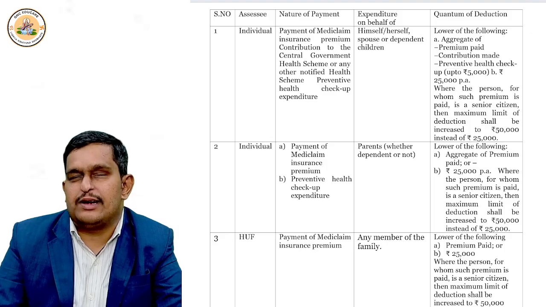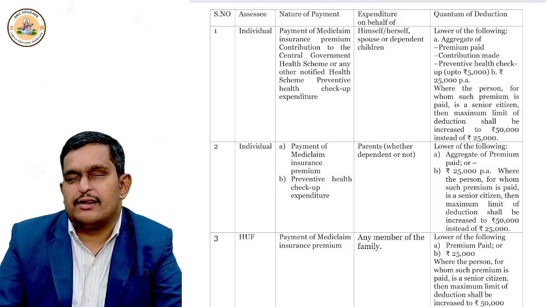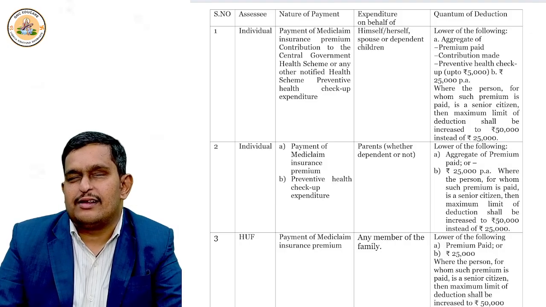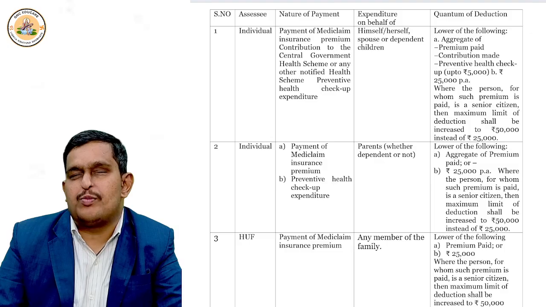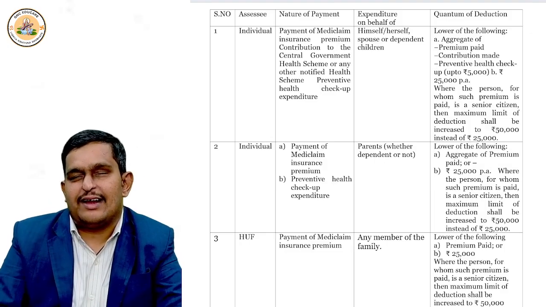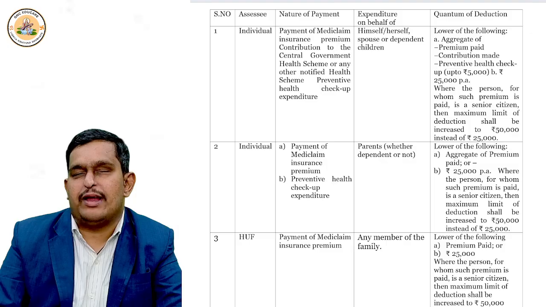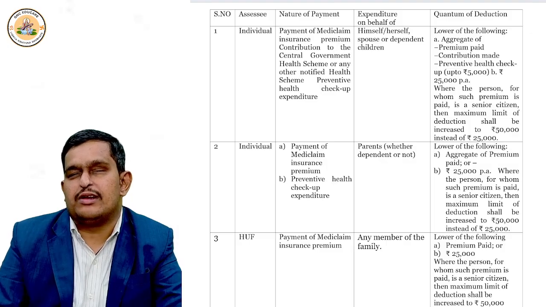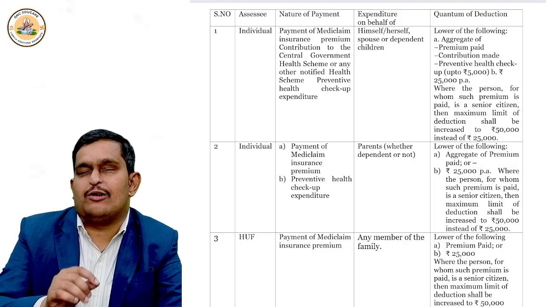So what is the amount of deduction? Look, he is paying medical insurance premium or preventive health checkup for self, spouse, or children. How much is the deduction? Whatever premium paid, whatever amount paid, or rupees 25,000, whichever is lower, right? So when you claim deduction, whatever premium paid or rupees 25,000, whichever is lower, is allowed as deduction.